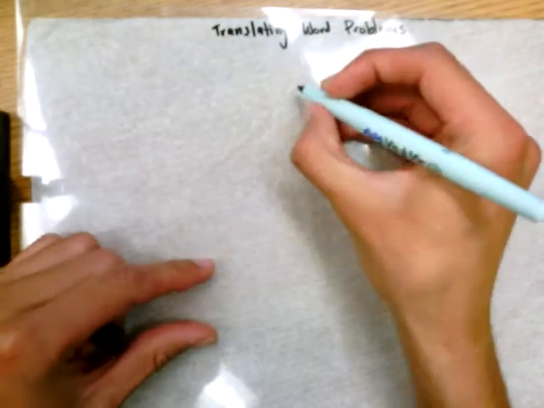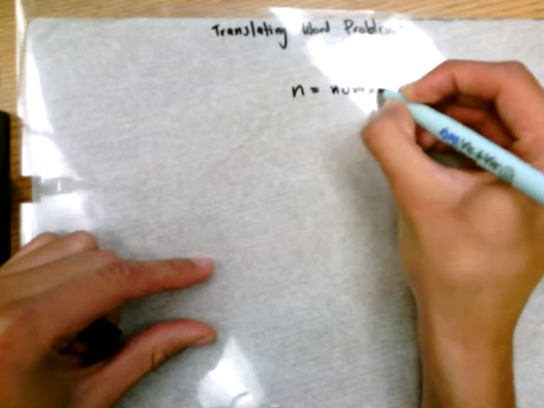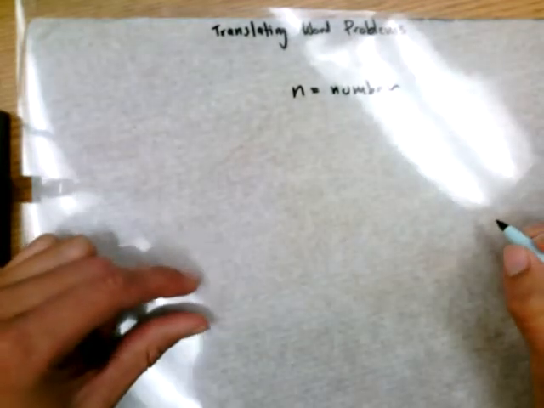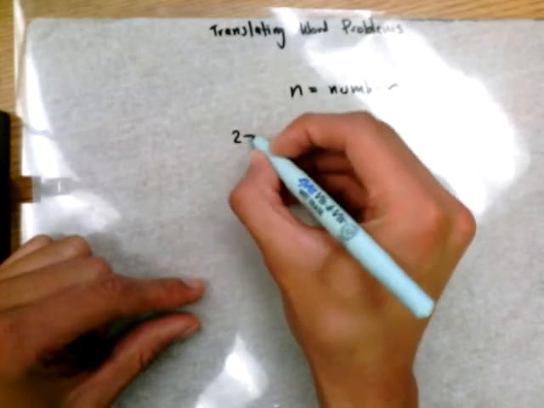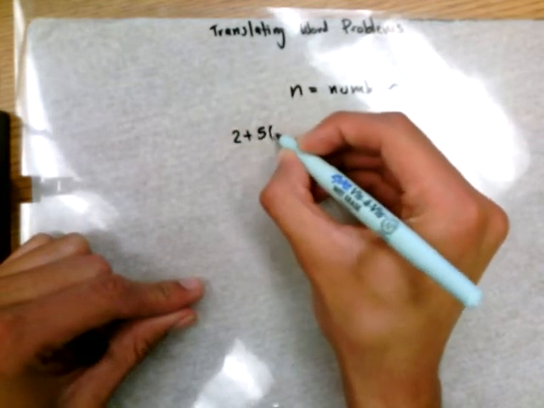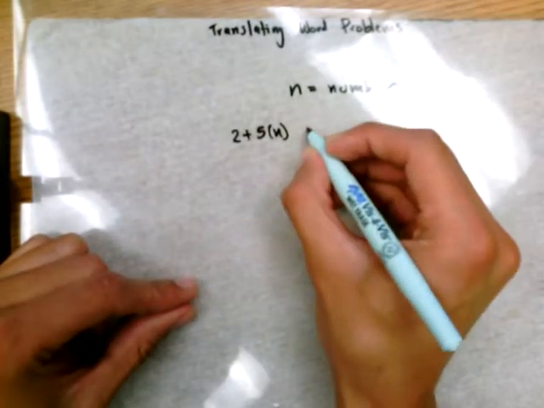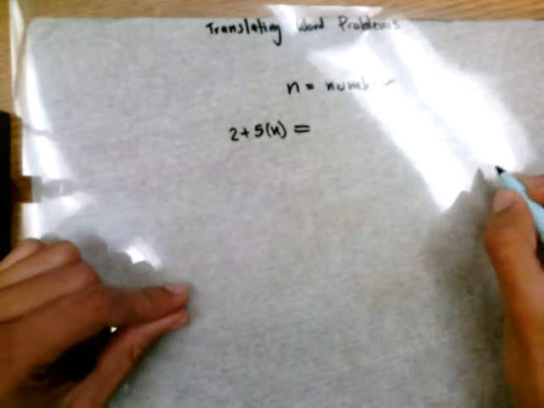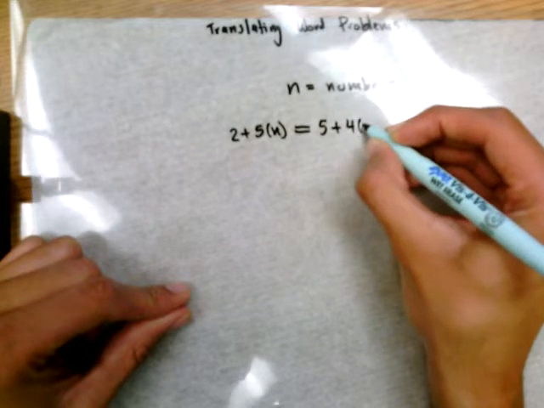The first thing you want to do is find a variable. So in this problem, our variable is going to be a number. So let's say n is the number. Now we're going to take it part by part. So if 2 is added to 5 times the number, the result is equal to 5 more than 4 times that number.